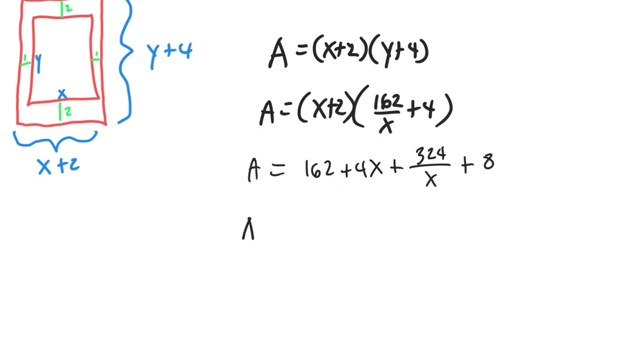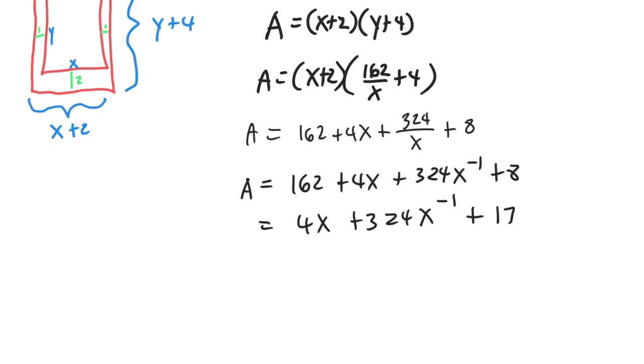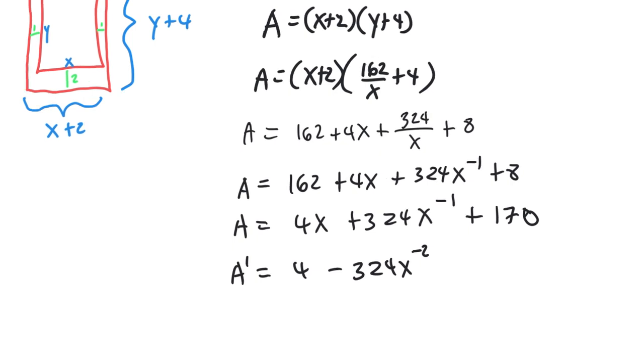Derivative time. Well, before we do derivative, let's remember that this could be rewritten as x to the negative 1, which is going to be helpful. And also, let's simplify, right? So we have 4x plus 324 x to the negative 1 plus 170. Now we're ready to do the derivative, and that would be 4 minus 3 to 4x to the negative 2 plus 0, so we don't need to worry about that.